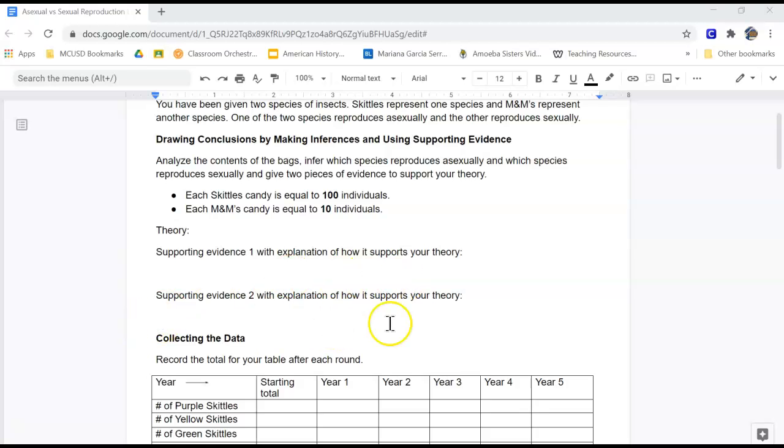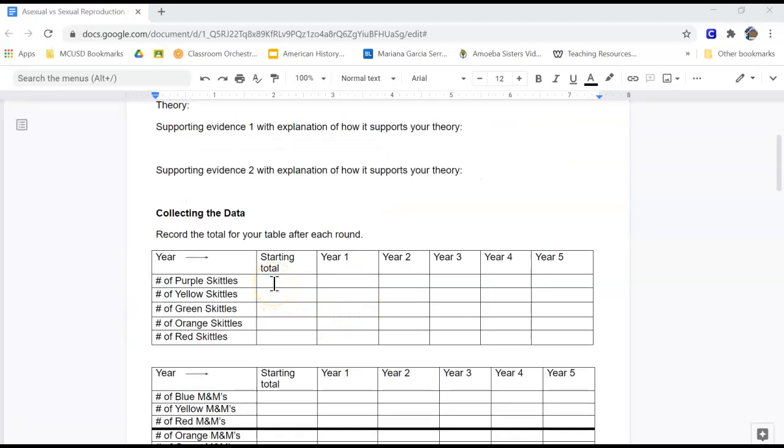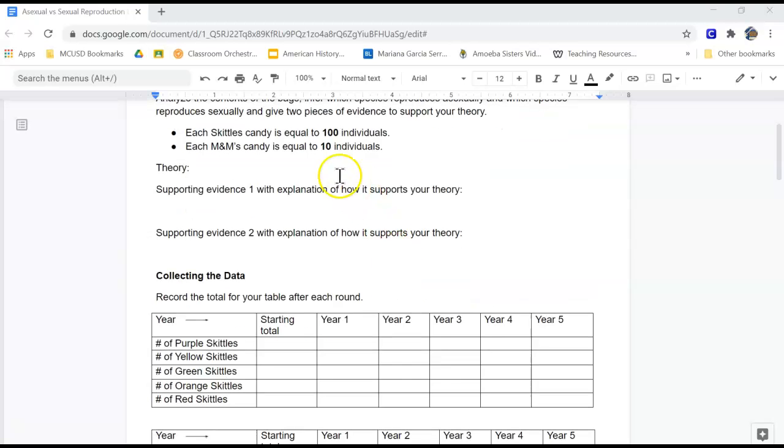Then after you write your theory on whether or not you think they're reproducing sexually or asexually and giving 2 pieces of evidence, with the Skittles, each one will make 100 of itself each year. So if you had 2 purple Skittles, then in year 1 you will have 200 plus your 2 original. And then year 2, each of those will make 100, so you'll multiply that number by 100, and then remember to add in your individuals from year 1, and so on through year 5.